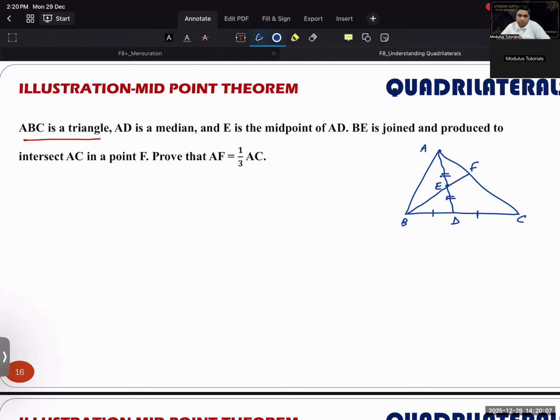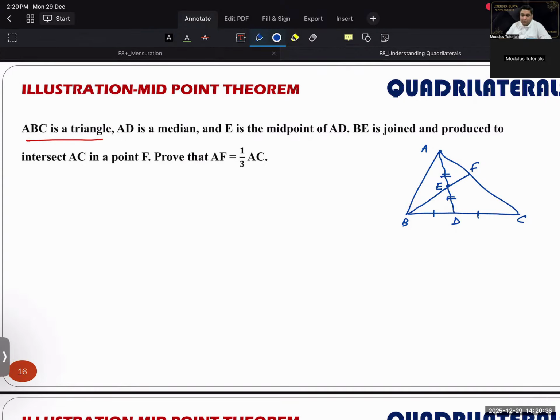Usually, guys, when I'm doing geometry as a part of standard thing, I try and maintain a standard coloring scheme. That is, whenever I'm drawing the diagram, I typically would use blue pen or black pen for the given data. And if there is any construction, I'll use red pen or maybe reddish color, right? So that it is very clear throughout. Now what we need to do? We need to prove AF is 1/3 of AC.